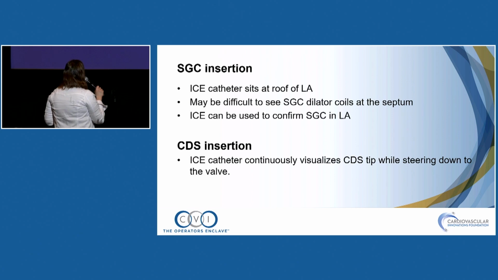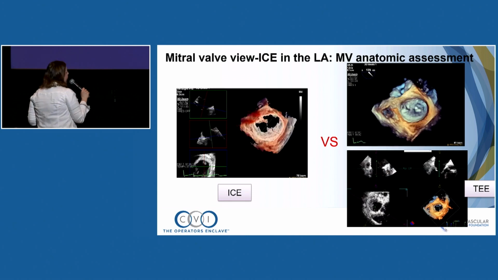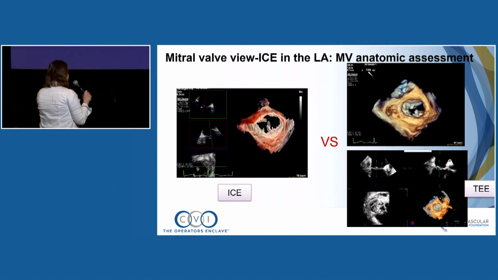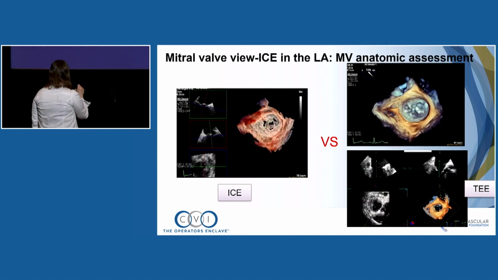Your SGC insertion, so the ICE catheter is sitting in the roof of the left atrium. It can sometimes be difficult to see the guide across, and we like to watch to make sure you're in a good position with your guide. But you're really able to see the CDS insertion. You could see it getting down to the valve. But on TE, I could sit there and watch the whole thing on 3D.